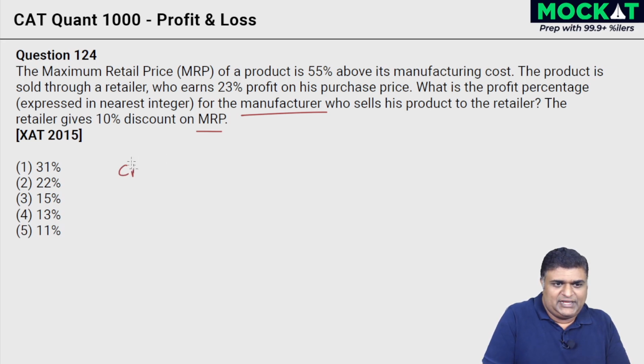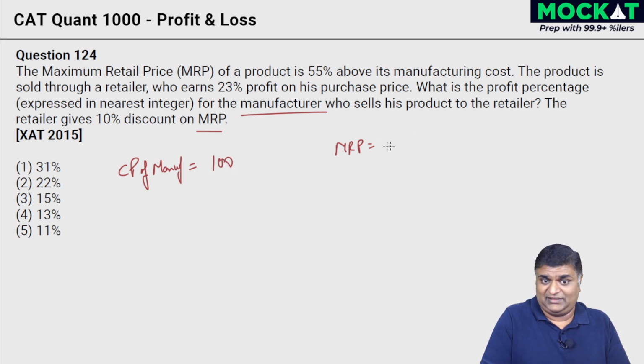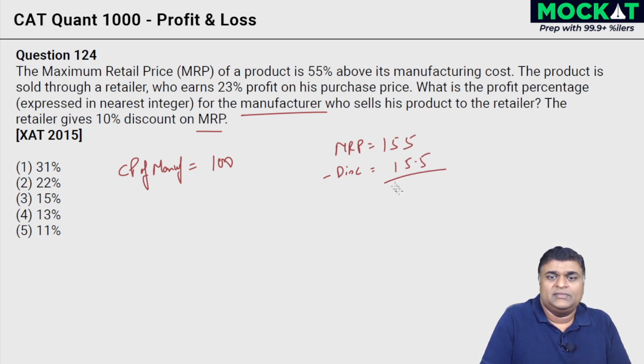So let the CP of manufacturer be, assume a value, right? 100. What is the MRP then? MRP is nothing but 55% above this. 55% of this is 55. 55 more than this is 155. The discount given over here, minus the discount, and that is coming to 10% of this, right, which is 15.5. Once you give that discount, if you subtract 15.5, you're going to be getting 139.5, right? So that over here is going to be the selling price of retailer.